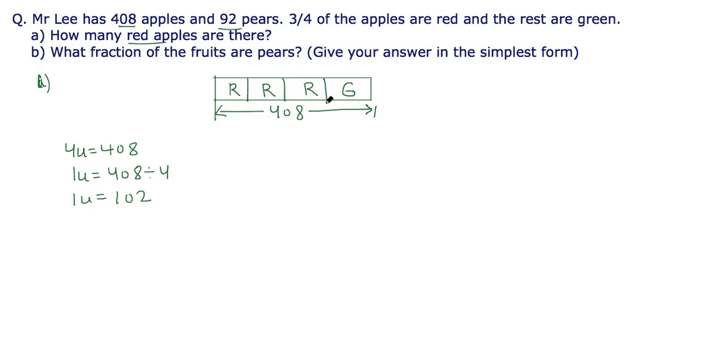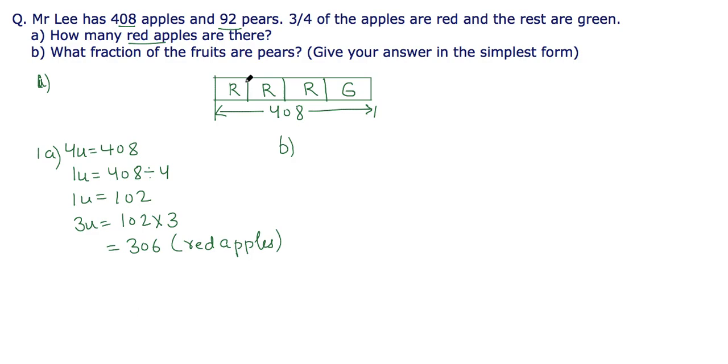We have to find how many red apples there are. They are 3 units. You see here 1, 2, 3. So 3 units will be 102 times 3, which will give you 306. So the number of red apples will be 306. That solves our part A. Now let's move on to part B.